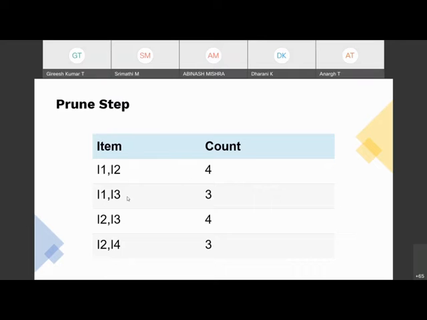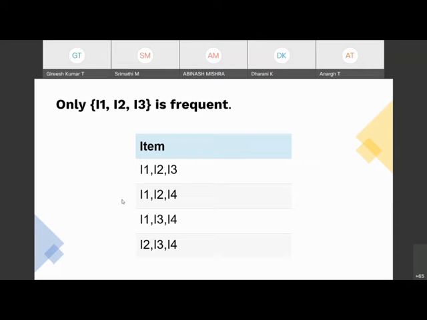Initially we took one at a time. Now it's two at a time, and now we can go to the next one, which is three at a time. Here the three-at-a-time combinations are I1, I2, I3 as one combination, I1, I2, I4 as another, I1, I3, I4 as another, and I2, I3, I4 as the next. We have to see the total count for each of these.